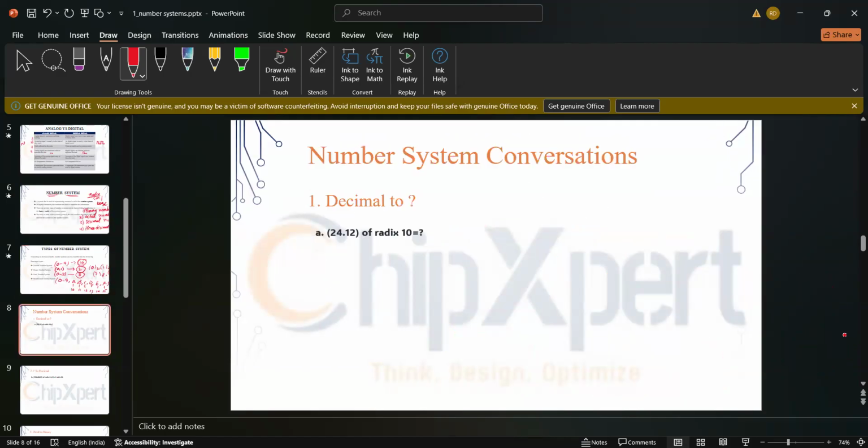So, conversion of number systems. How are we going to convert number systems from one to another? We have certain rules. The first one is conversion of the decimal number system to binary. Here I have one question: 24.12 of base 10 is equal to x of base 2. What is the binary representation of 24.12?